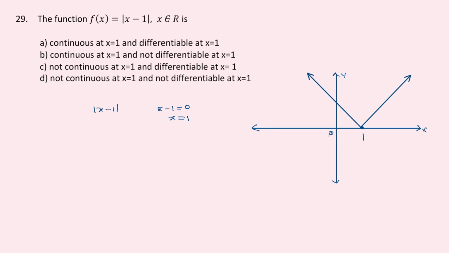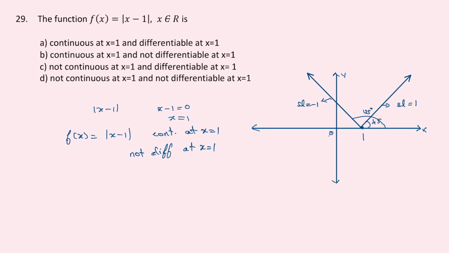So from the figure itself, we can make out that f is a continuous function. There is no break in the graph. Even at 1, it is continuous, but it is not differentiable at x equal to 1. Why? Because as x approaches 1, the slope on the right hand side of 1 is plus 1 because this is 45 degrees. And the slope of this line on the left hand side of 1 is minus 1 because it is 135 degrees with the positive direction of the x-axis.